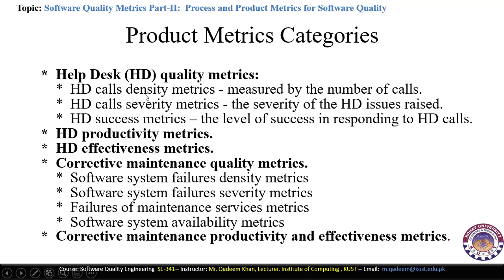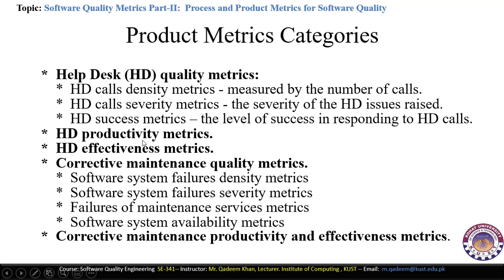Similarly, the HD call severity matrix is the severity of the HD issue raised. So all the issues raised by the customers to the help desk are measured here in the form of the HD call severity matrix. Then we have the HD success matrix, which is the level of success in responding to HD calls. When customers call the helpline because of certain problems in the project, the HD success matrix measures the level of success in responding to those calls.